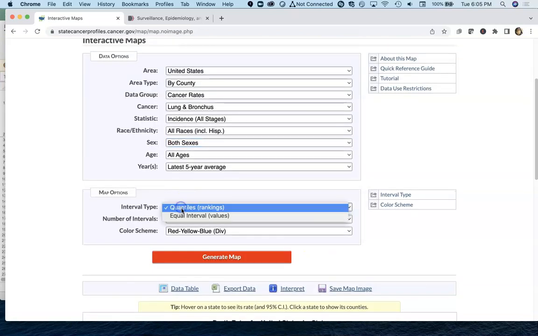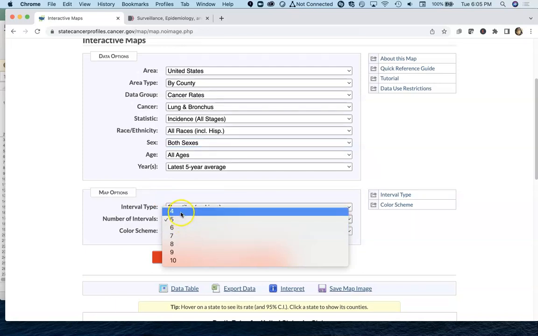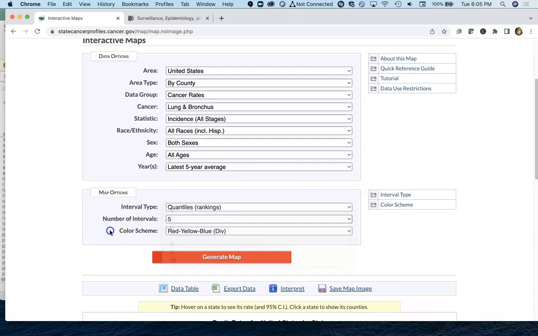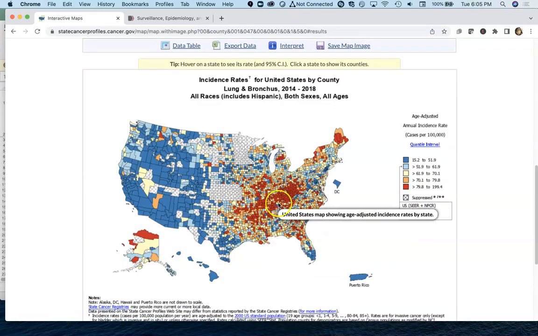We can switch this from quantiles to, say, 6 instead of quintiles or quartiles. So we'll leave it at 5 for now. It's got this red, yellow, blue color scheme. I can generate a map and visually see what's going on. And you can usually see Kentucky just glow. You can almost trace the whole state on here. Kentucky is really, really the worst when it comes to lung cancer related mortality.